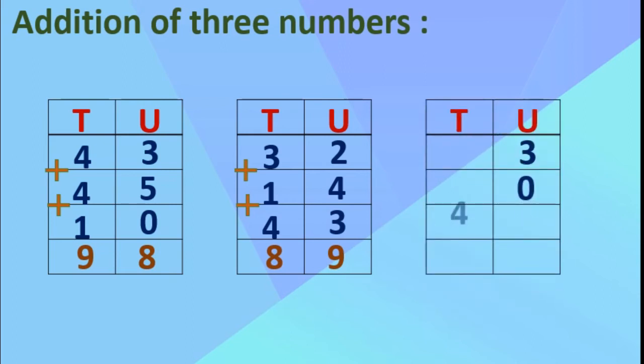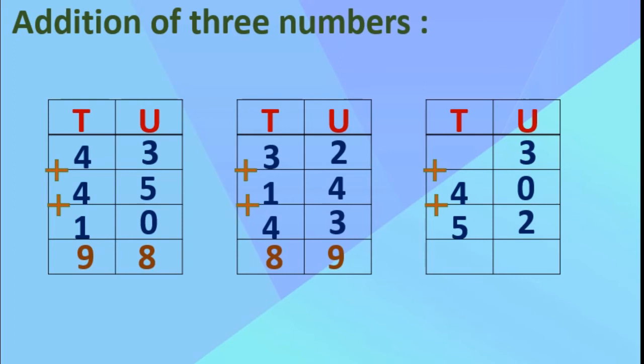Okay. One more we will take for your practice. See here in the first row only 3 is there in the unit place. Nothing is there in the tens place. So how we will add? First we will add the units places.